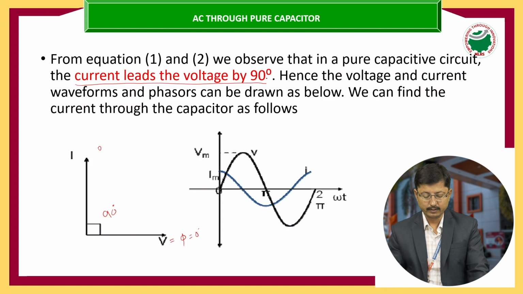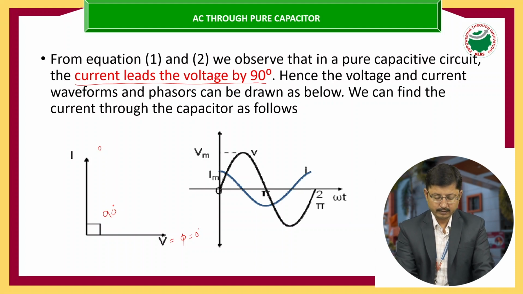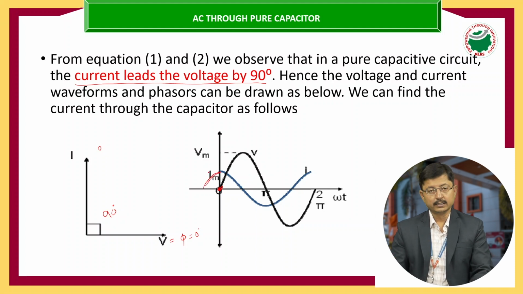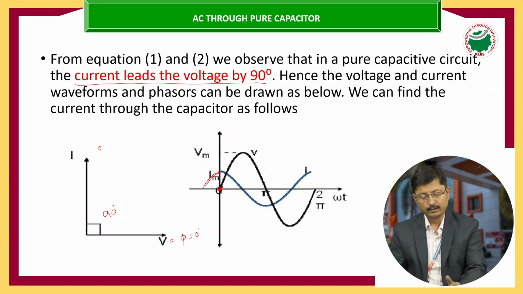From the phasor diagrams also you can see here, the voltage starts at 0 degrees, and the current has already started here, so the current leads by almost 90 degrees. So current leads the voltage at an angle of 90 degrees, or if we take the current as a reference, then the voltage lags the current by an angle of 90 degrees.